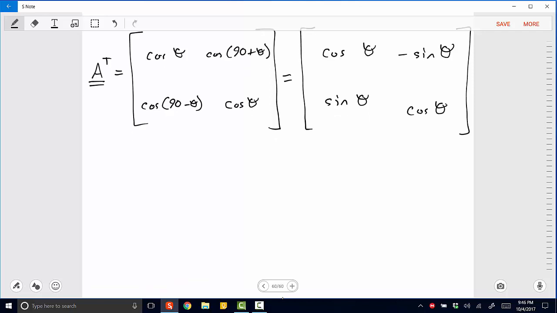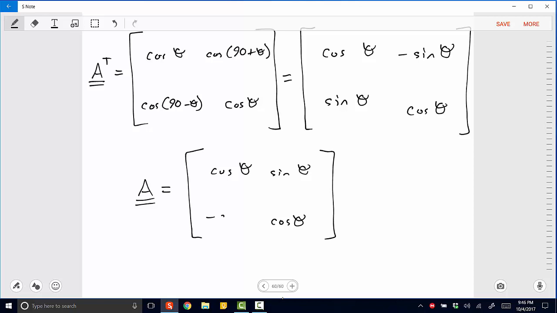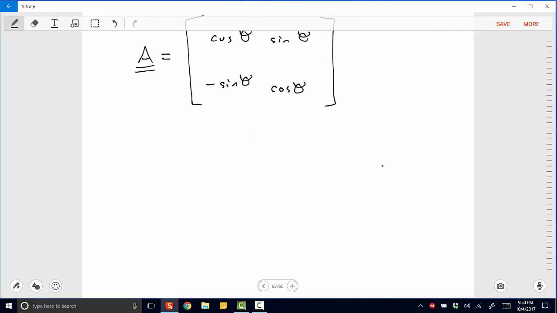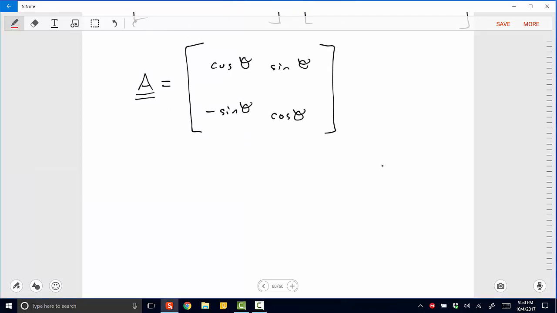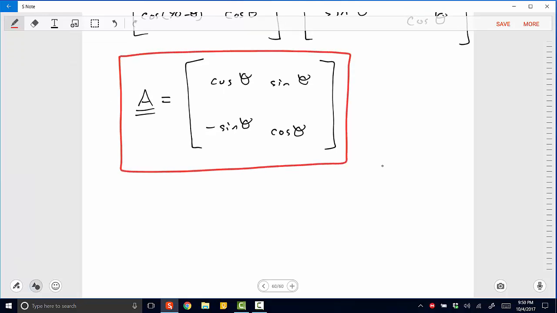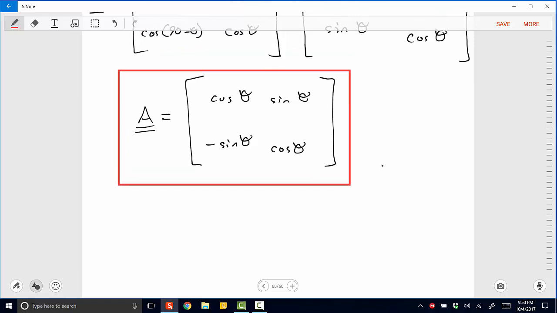Okay. So now all we have to do, since we have the transpose, is change our order in order to get the transformation tensor. So we switch our off-diagonal terms. So the transformation tensor is actually cosine theta, sine theta, negative sine theta, cosine theta. All right. So now we found our transformation tensor for rotating this 2D coordinate system.